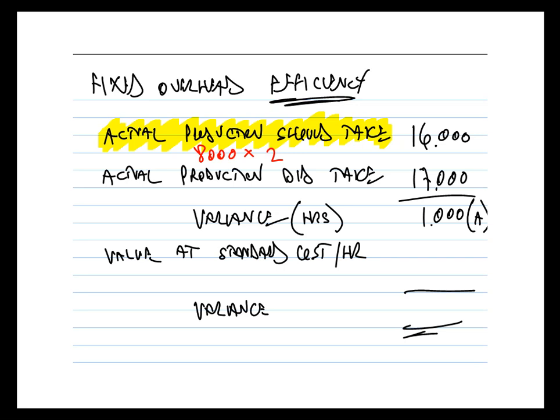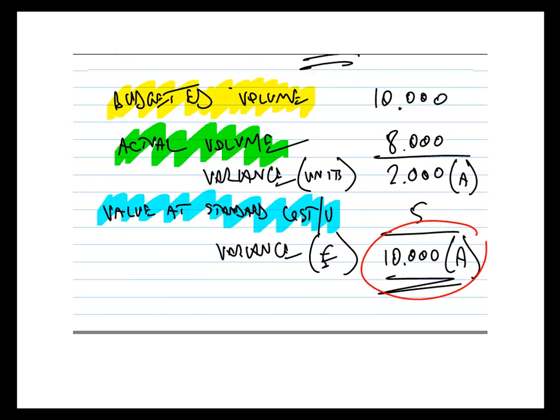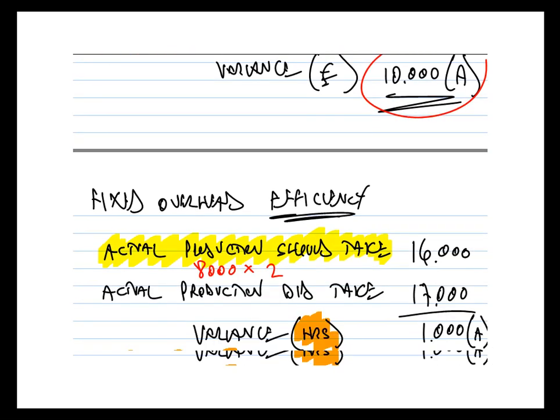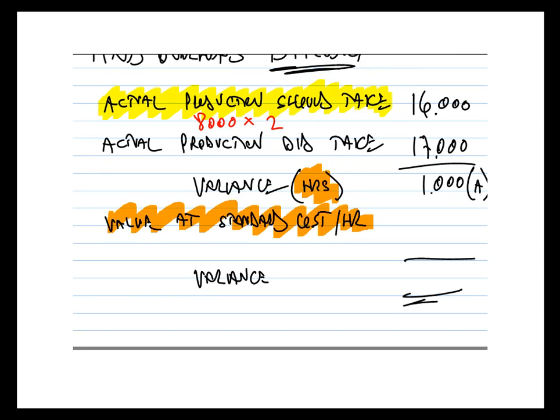Now, to value my variance in hours, I need to value it at the standard cost, but the standard cost per hour. And be very careful here. Remember, the variance is in hours. If we look back at the fixed overhead volume variance, you might remember we had a variance in units, so we valued at the standard cost per unit, which was the £5. Sometimes students will take that same £5 and value this variance at £5, but it was £5 per unit, wasn't it? I need a cost per hour.